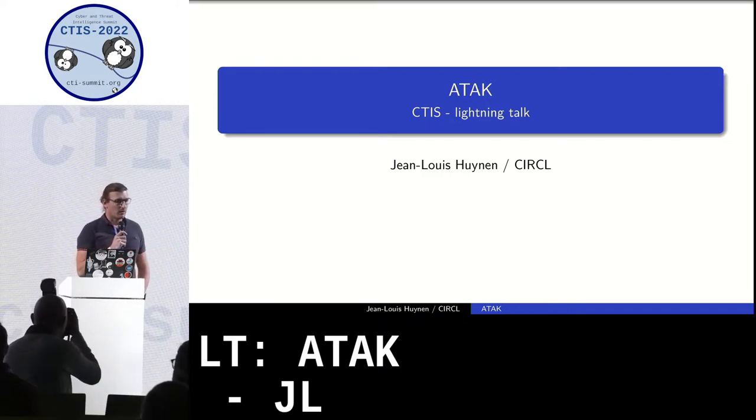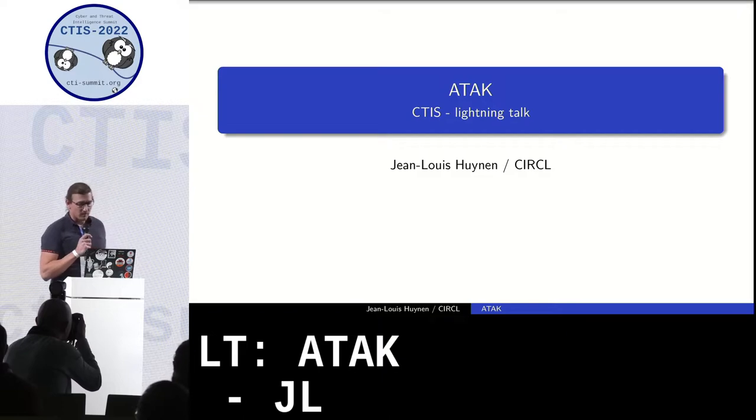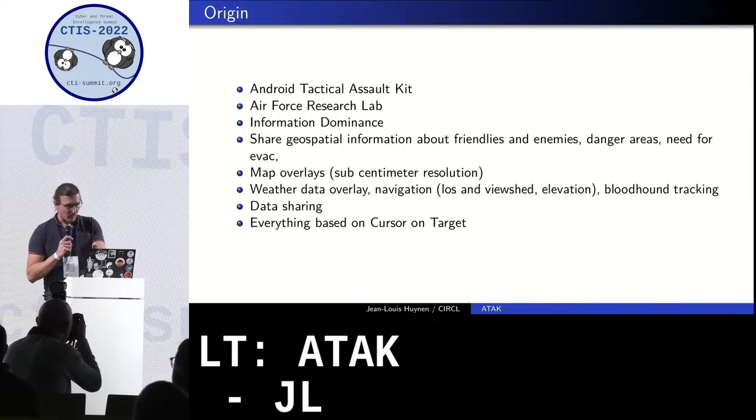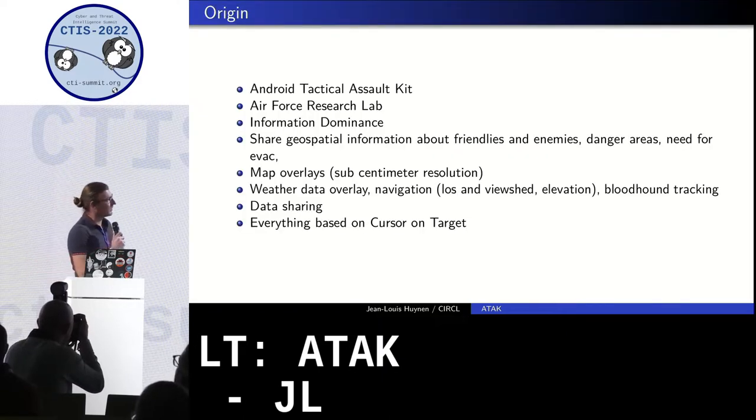So now I will just show you something which is a bit different than what we discussed this morning. It's something called ATAK, which is a tool developed originally by the Air Force. And the first name was Android Tactical Assault Kit. So the idea is to have information dominance against the opponent.